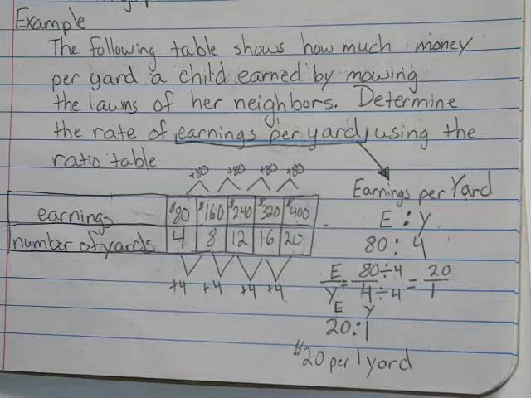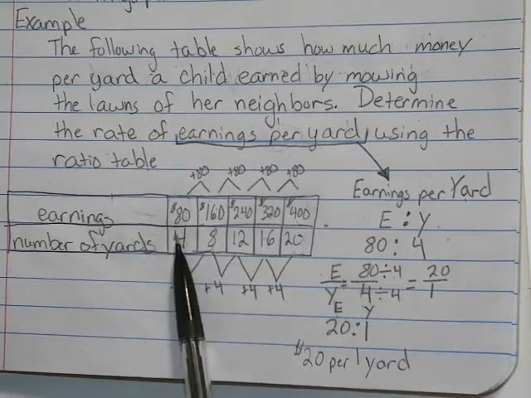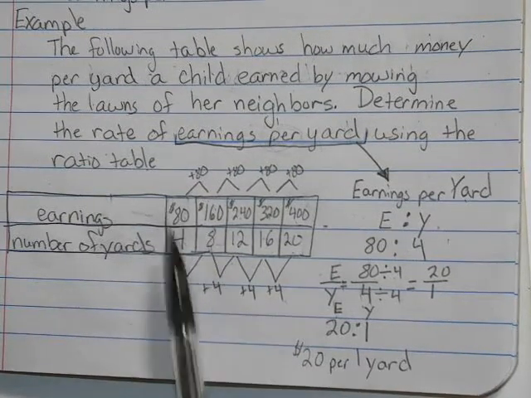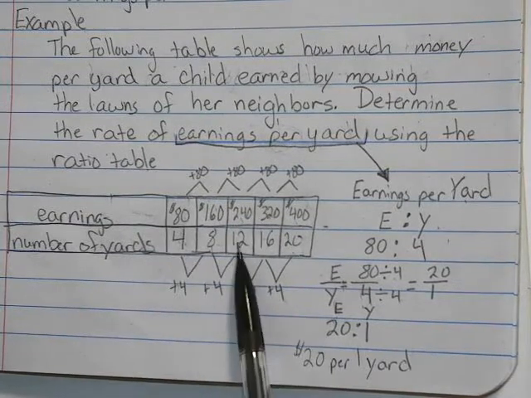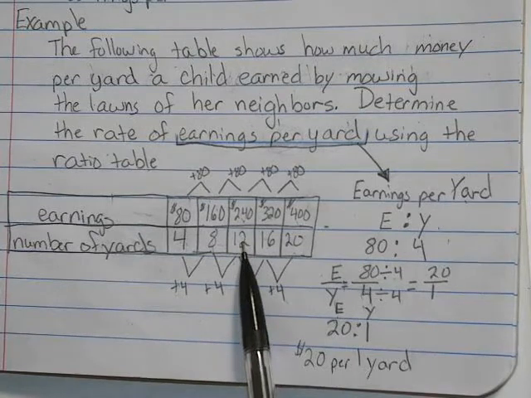You also could have multiplied both by the same number to create other equivalent ratios. For this one, it would be 80 times 2 to get 160, and 4 times 2 to get the 8, which made the ratio 160 to 8. 80 times 3 to give me 240. 4 times 3 to give me the 12, which gives me the equivalent ratio 240 to 12.